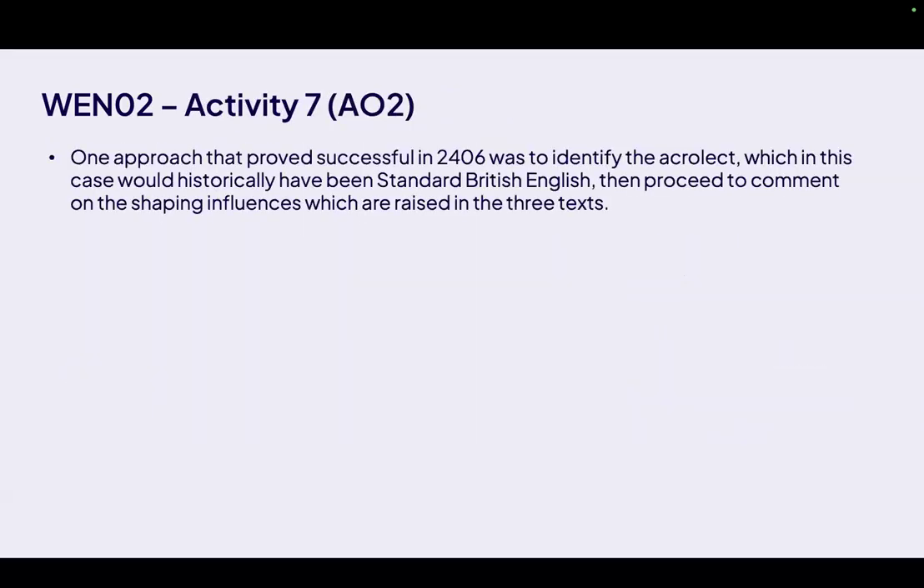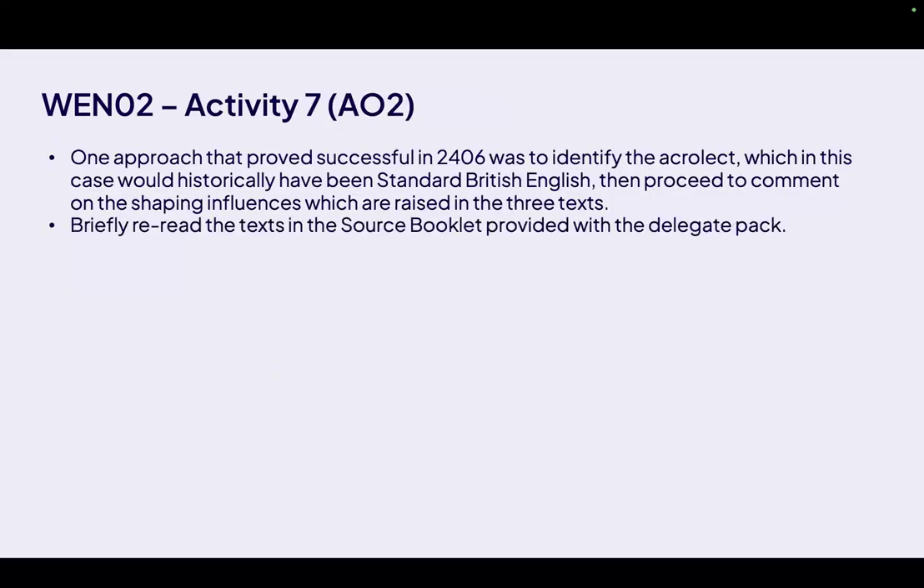Little activity here. This is an approach that proved successful in the 2024 summer series: to identify the acrolect, which would historically have been the standard British English, and then proceed to comment on the shaping influences which are raised in the 3 texts. So the way forward was to identify the standard British English and then comment on the others in the other 3 texts. It worked, okay?